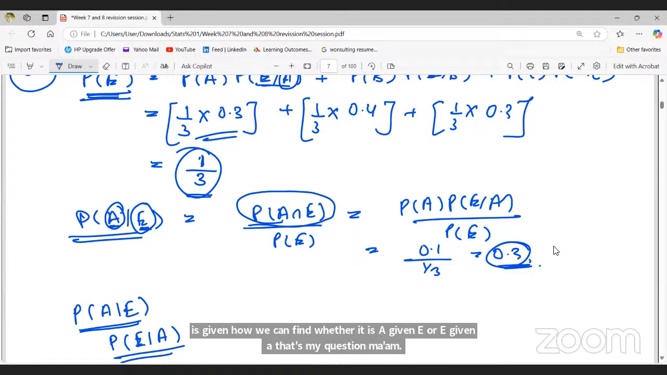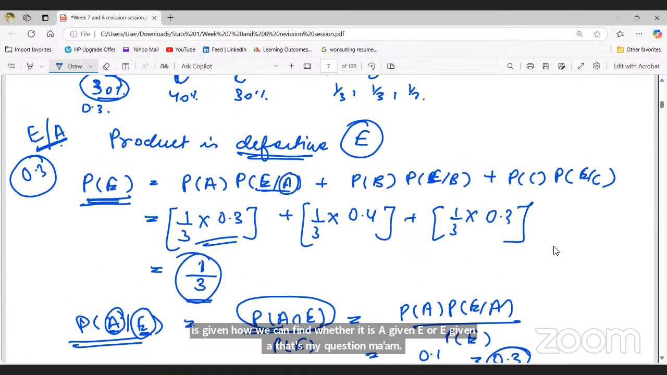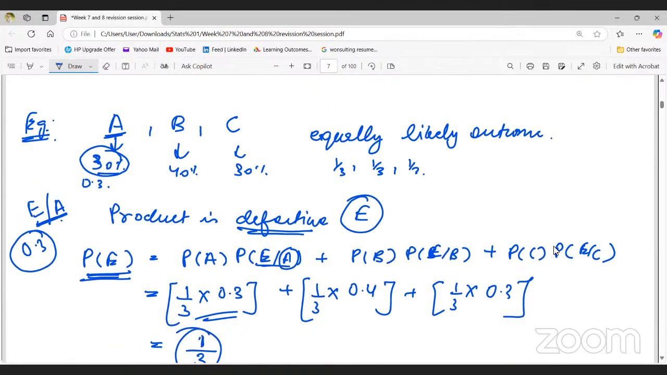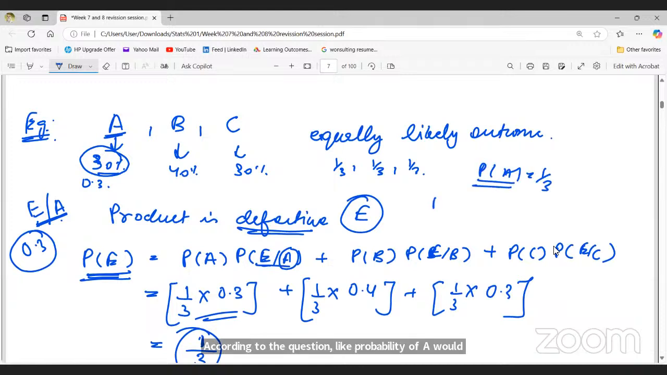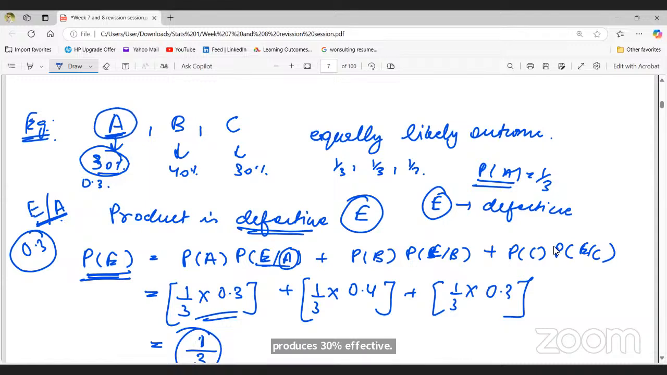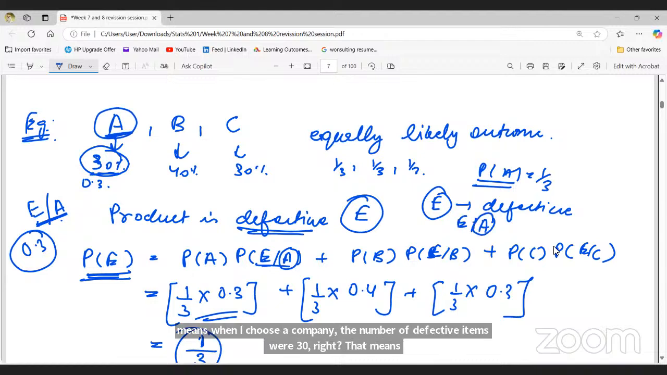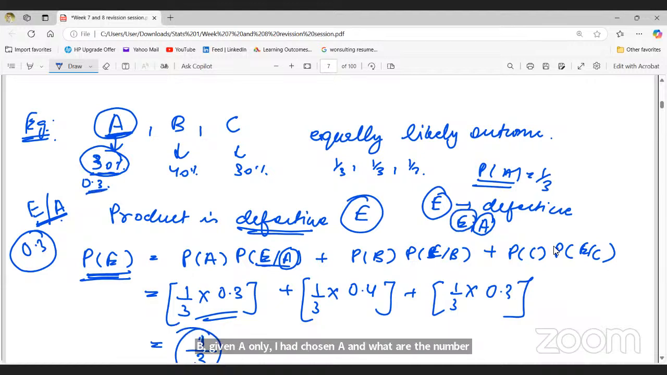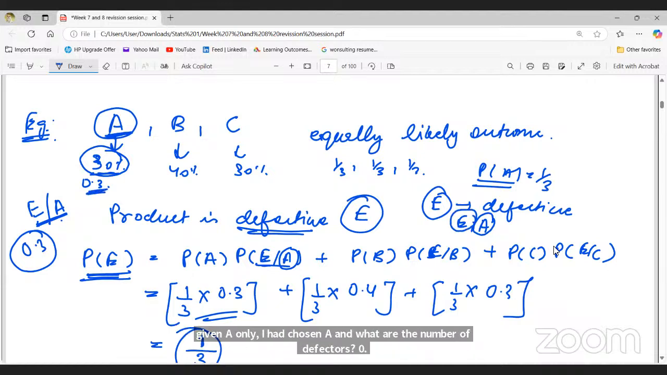That's up to you. According to the question, the probability of A would be 1 by 3, that it is choosing company A. And I'm considering E as the event that the product is defective. According to the question, it is given that A produces 30% defective. That means when I choose company A, the number of defective items was 30%, right? That means E given A only. I had chosen A, and what is the number of defectives? 0.3. Got it?